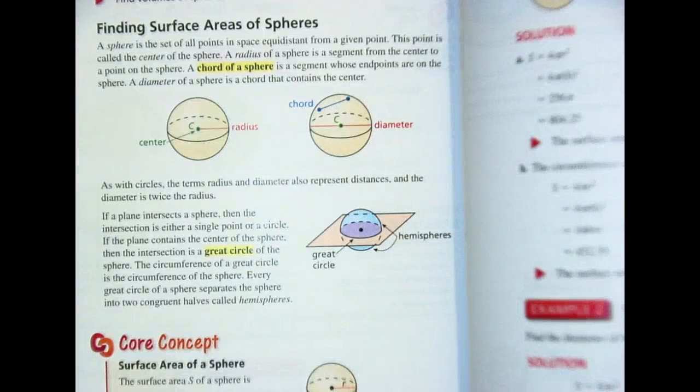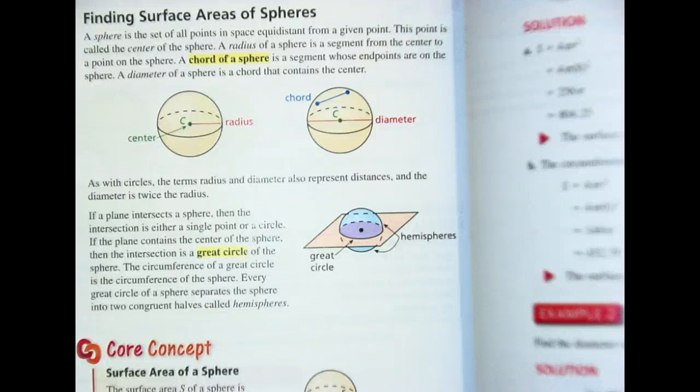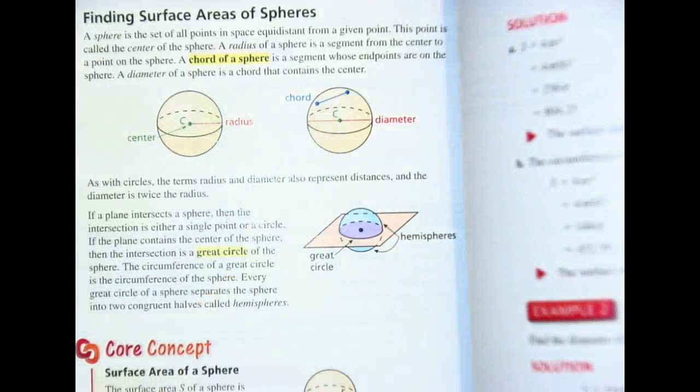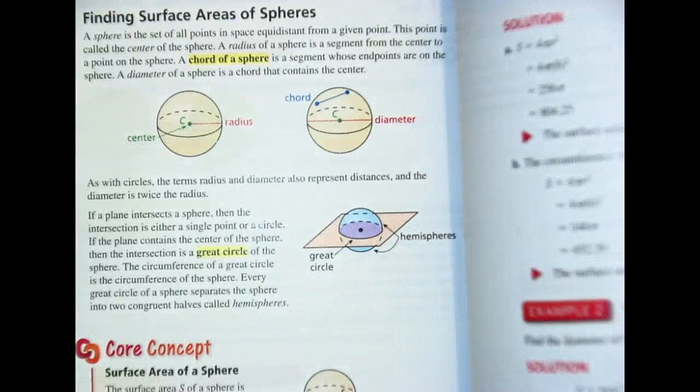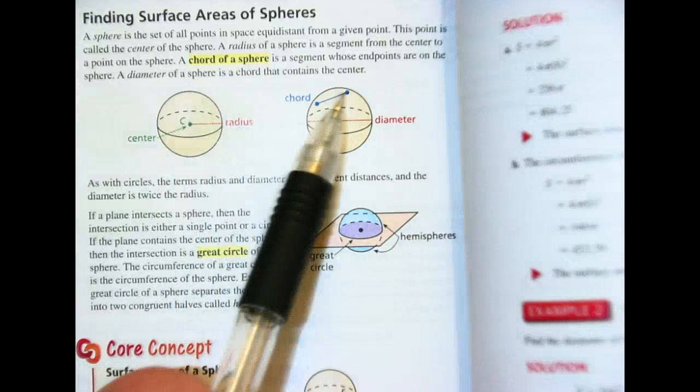Hey, chord of a sphere. If you have on a sphere, just like think of it like a baseball or basketball or something. You put 2 points on a sphere, and then you connect those 2 points. Okay. A segment whose endpoints are on the sphere is called a chord. It's called a chord on a sphere.